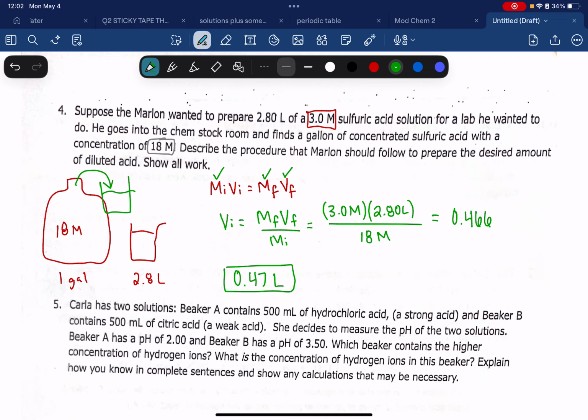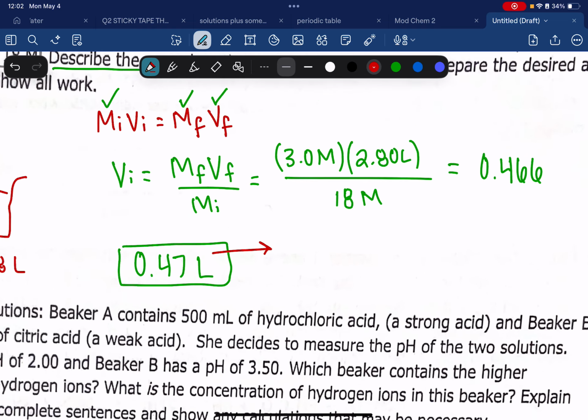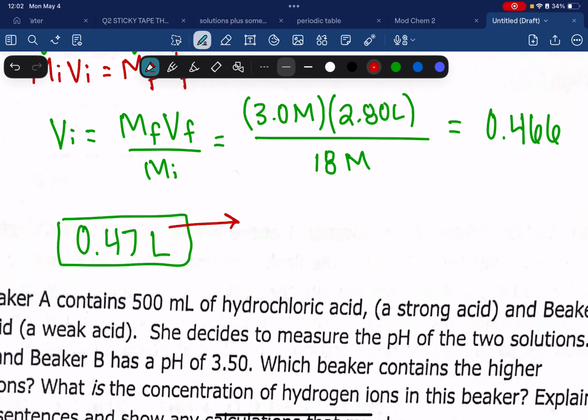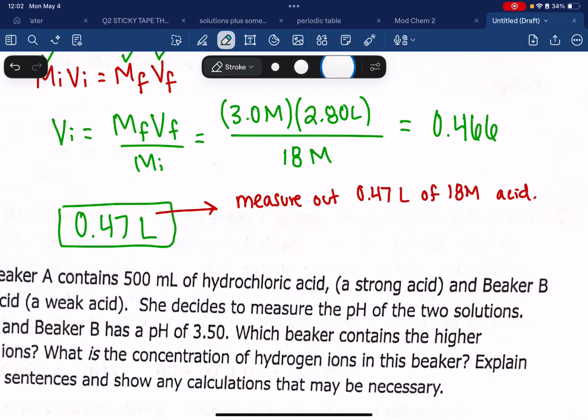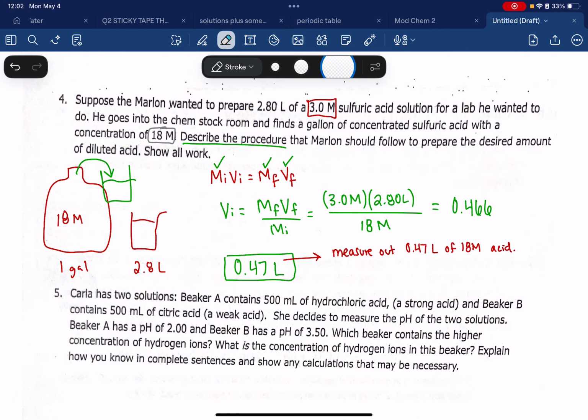This is the dilution equation. So when it says describe the procedure, we have to understand that this 0.47 is the volume of concentrate that we're starting with. So the procedure should be: measure out 0.47 liters of 18 molar acid. Then we're going to add water to that solution. So we just need to figure out how much water we add.